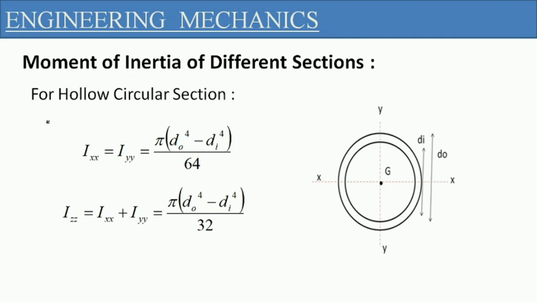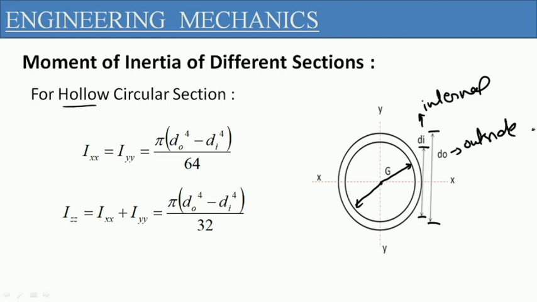Now here in this category, I'm going to take another section, that is hollow circular section. So similar to rectangular section, here we have two circles. One is the internal circle and another is the external circle or outside circle. So here the internal circle is having diameter di, and the outside diameter is do. So this is representing the internal diameter and this do is representing the outside diameter.